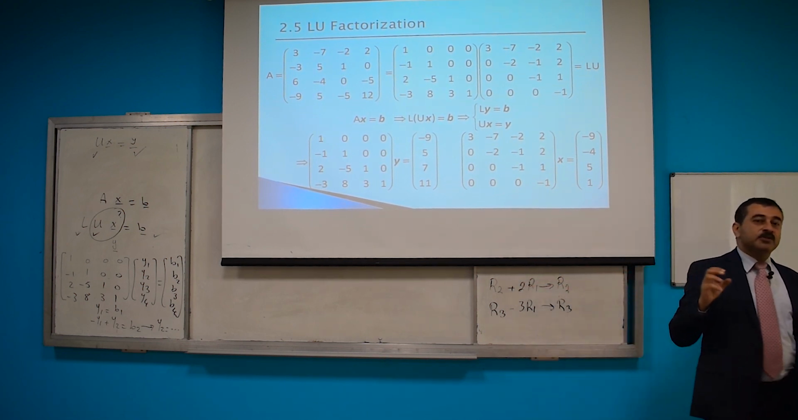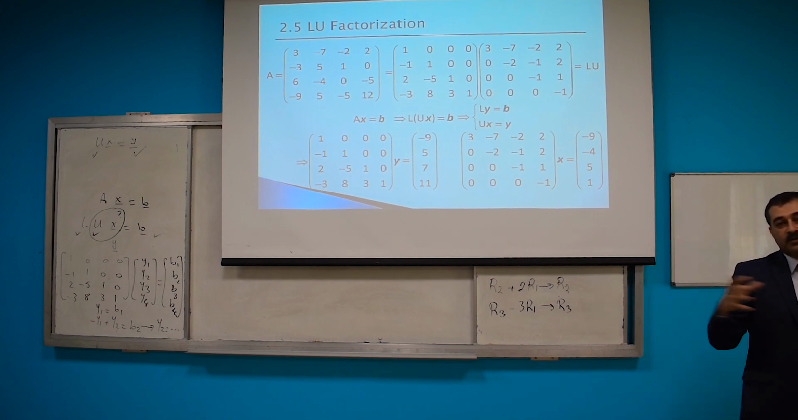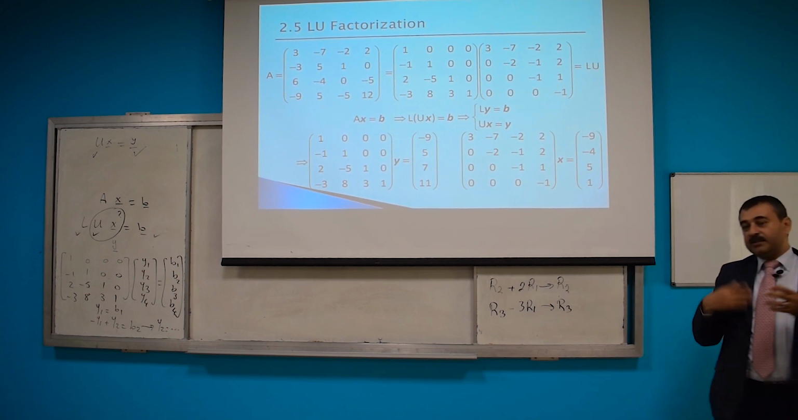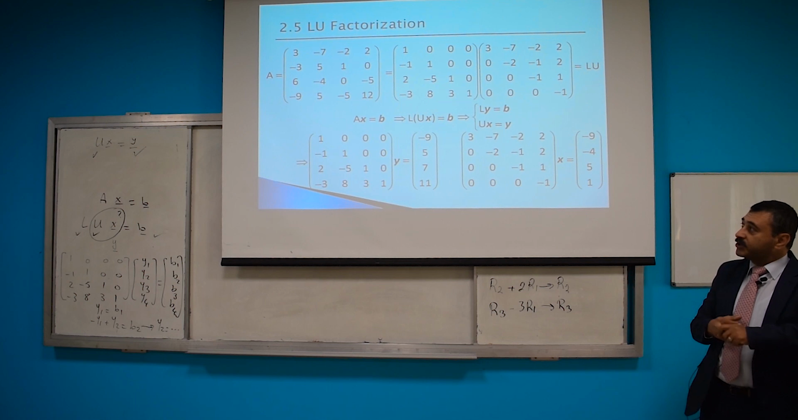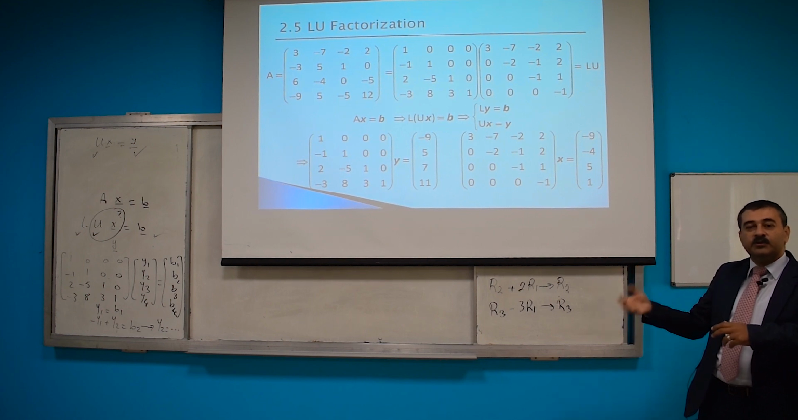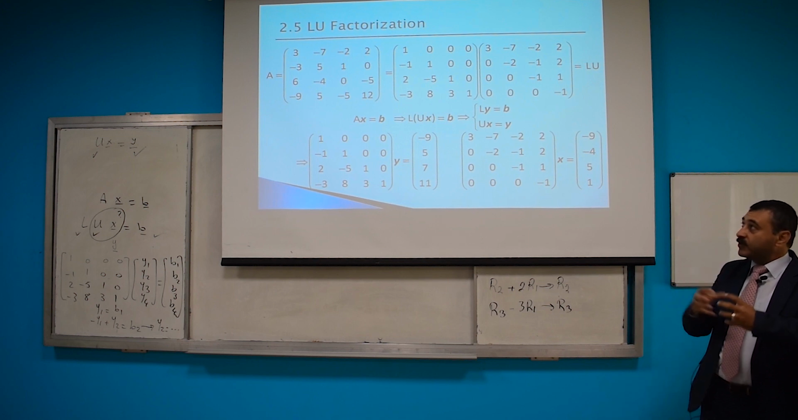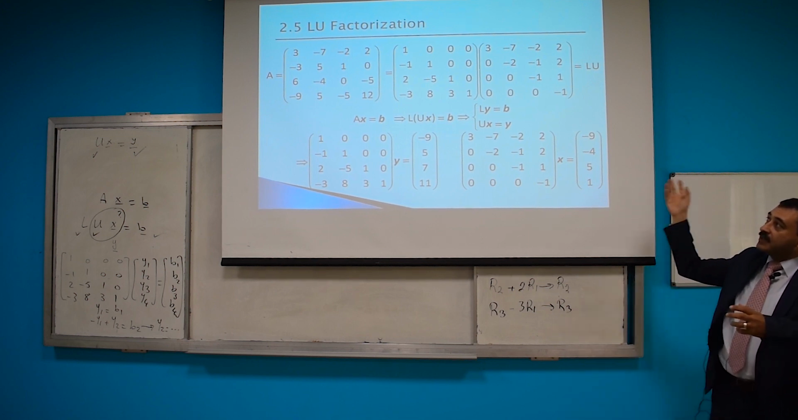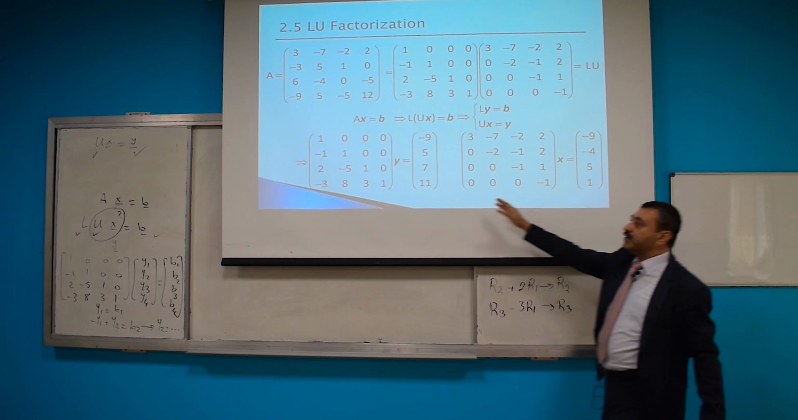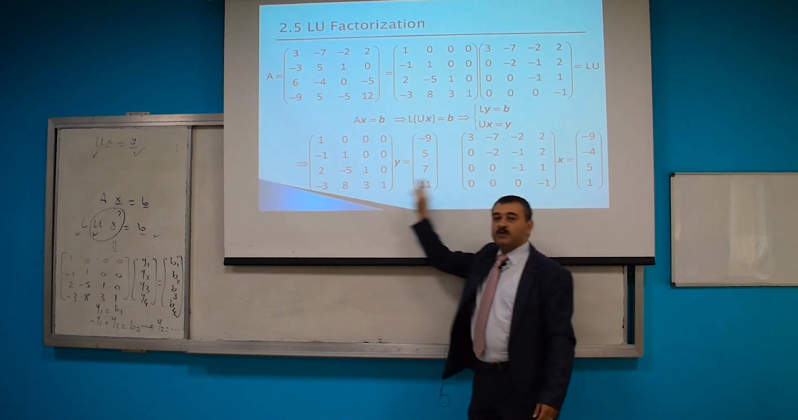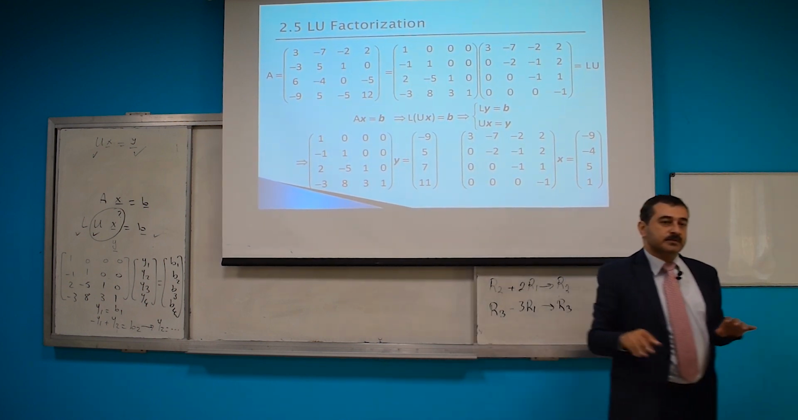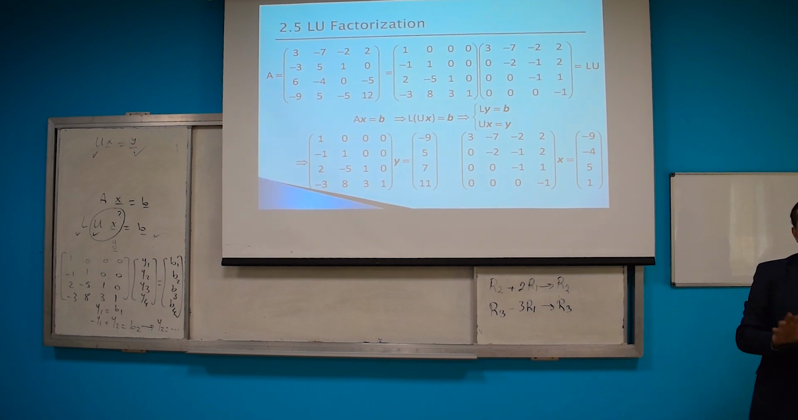And you apply it only when you have several B's or many B's, and you want to solve for each B, and B is changing, for example, with time. So every time you get a new B, you want to solve the system. So you factorize A as L and U, and when you get B, solve two systems without any reduction. Is the idea of LU factorization clear?